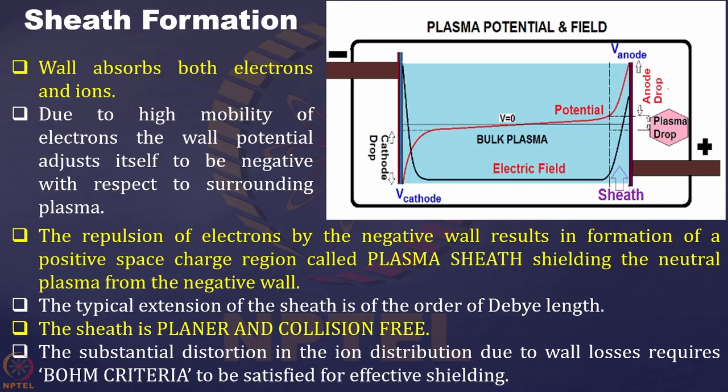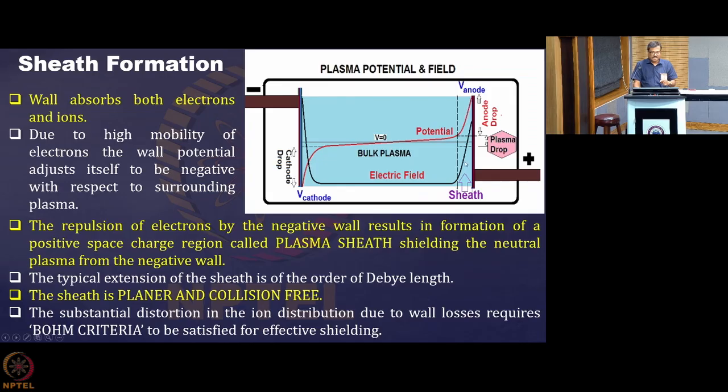So these two regions are the locations where the major potential drop is occurring, keeping the bulk plasma at an almost constant potential. There is a drop, but that drop is only this much. This is the plasma drop. And the major drops of whatever you are applying between the electrodes occur, one in the cathode drop region and another in the anode drop region.